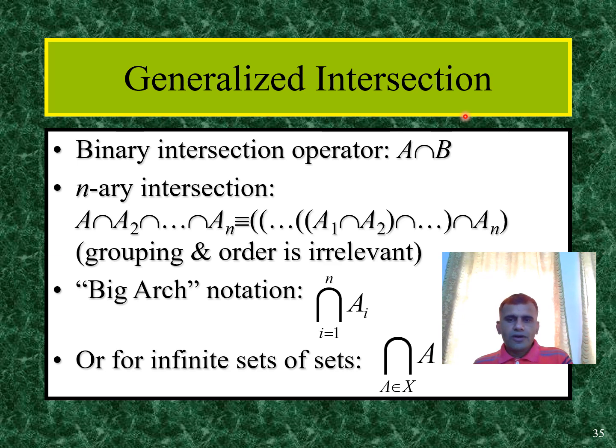Generalized intersection form, same as the union we did. So this is the big arch and this is the intersection, i running from 1 to n, Ai.